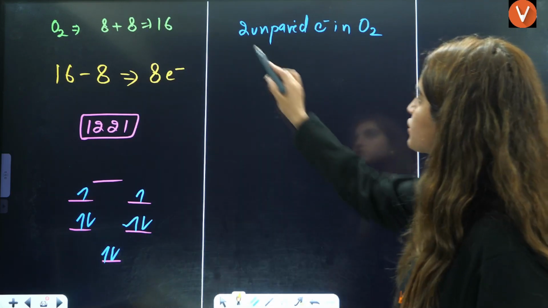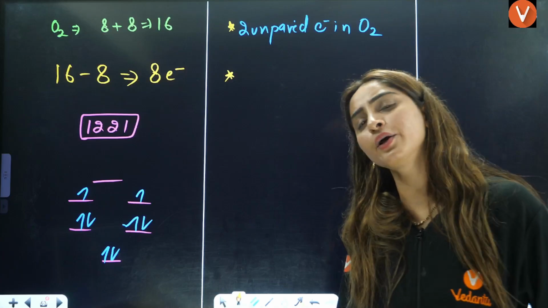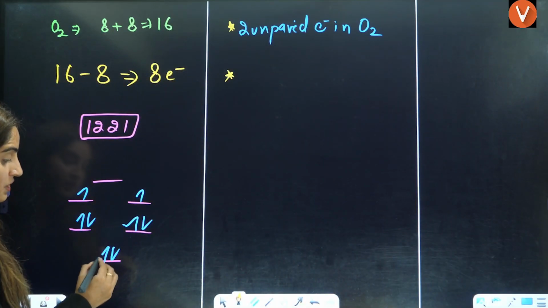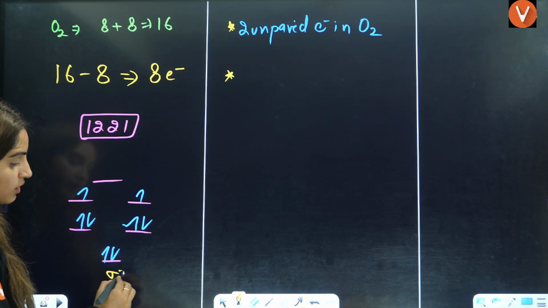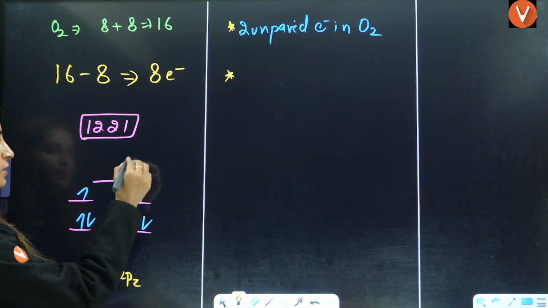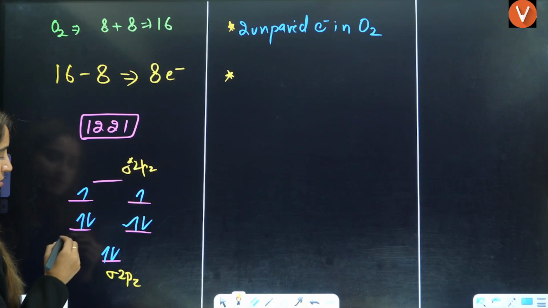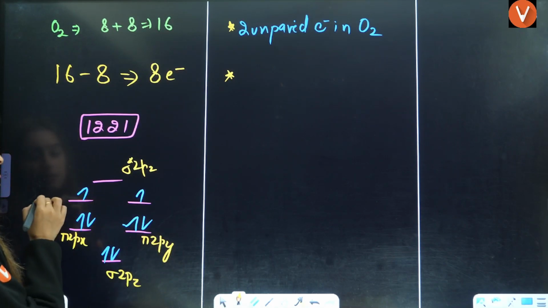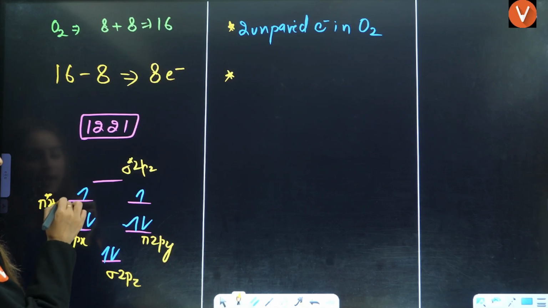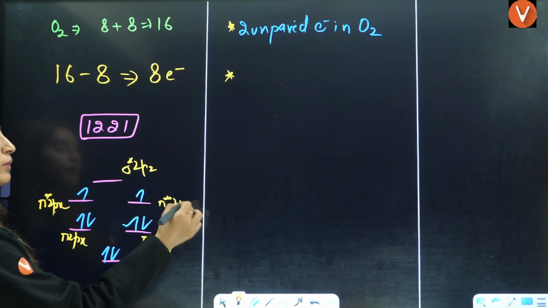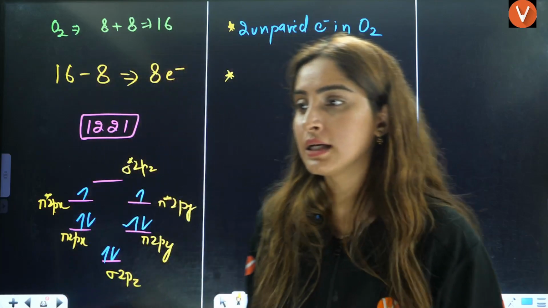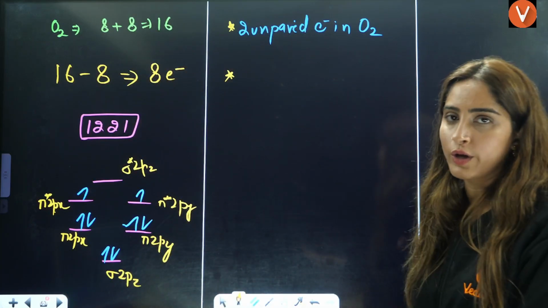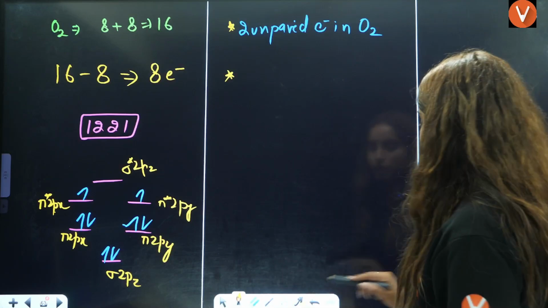The second thing they will ask you is in which orbital you have the unpaired electron. So we know that this is Z. This is sigma 2pz. This is sigma star 2pz. This is pi 2px. This is pi 2py. This is pi star 2px. This is pi star 2py. Understood? When you are writing the electronic configuration, you might make a mistake, but in this you will not make any mistake.